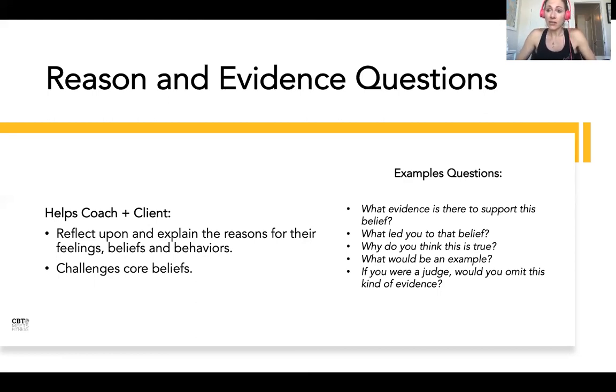Give me an example of why you feel that way. And if you were a judge, would you admit this kind of evidence? That's a great one because sometimes they believe something, but there is absolutely no evidence to prove it. And when you take them out of that question and put them into a courtroom, a lot of them love that question. They kind of giggle and say, oh, I wouldn't do too well in court.